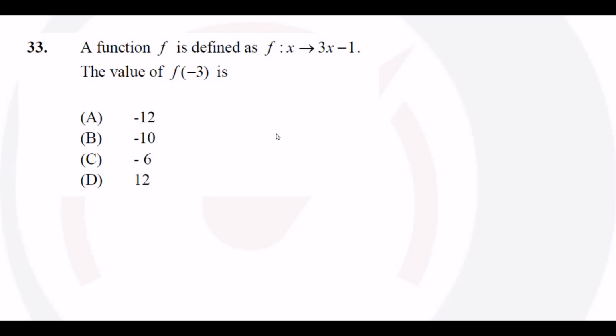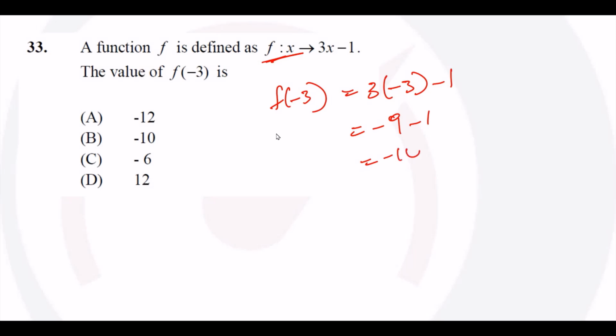Question 33. A function f is defined as f: x maps onto 3x - 1. The value of f(-3) is? So anywhere in the function f(x) I see x, I'm going to put negative 3. So 3 times negative 3 minus 1. So 3 times negative 3 gives us negative 9, minus 1 gives us negative 10. So B is our answer.